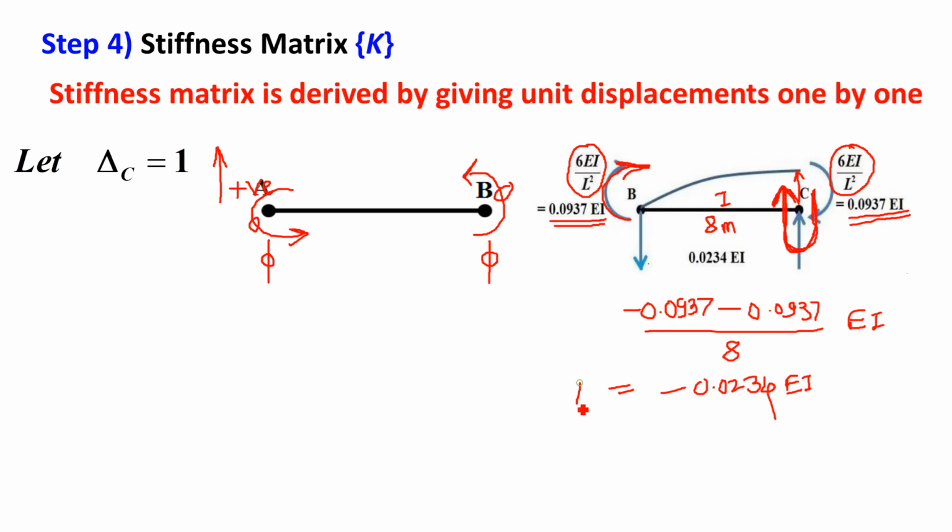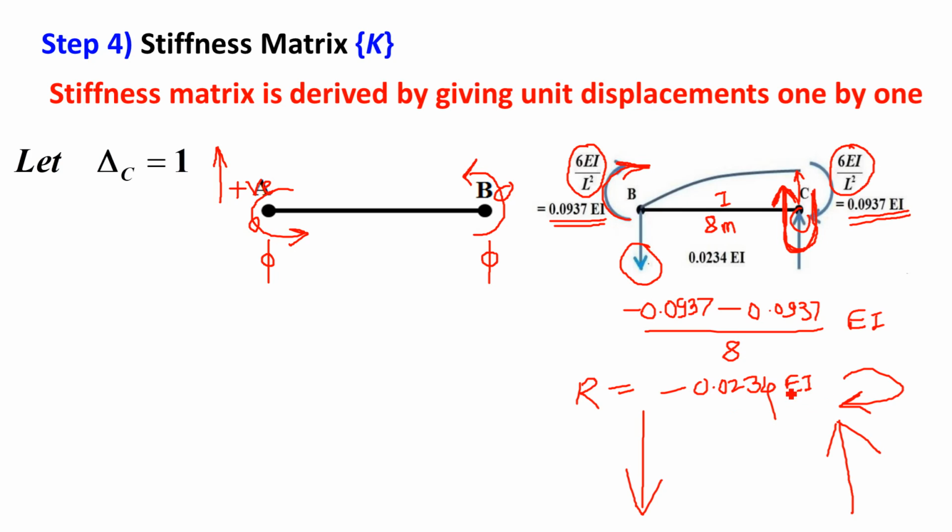Now the answer is minus. Minus represents it is clockwise. So if it is clockwise, the reaction couple must be anti-clockwise. Anti-clockwise means left downward, right upward. This is the reaction couple. So left downward, see here, it is left downward and right upward. Magnitude is the same, 0.0234 EI.